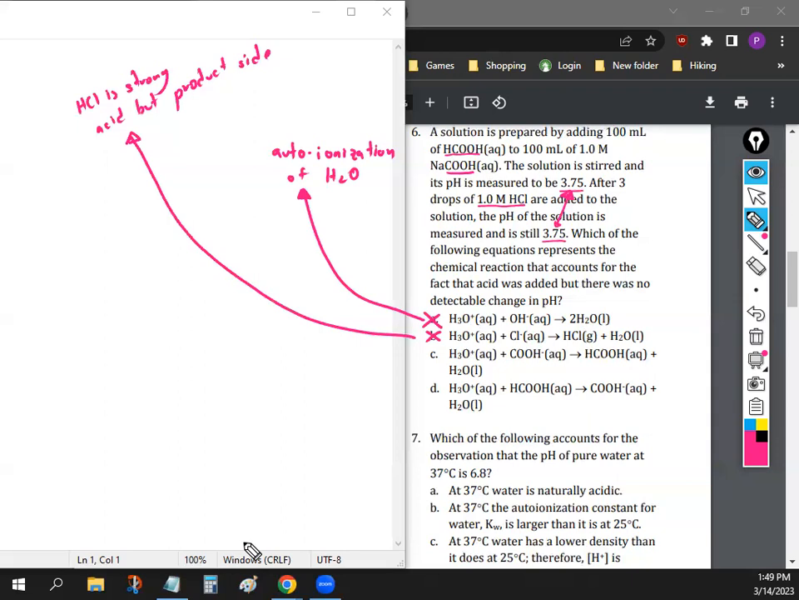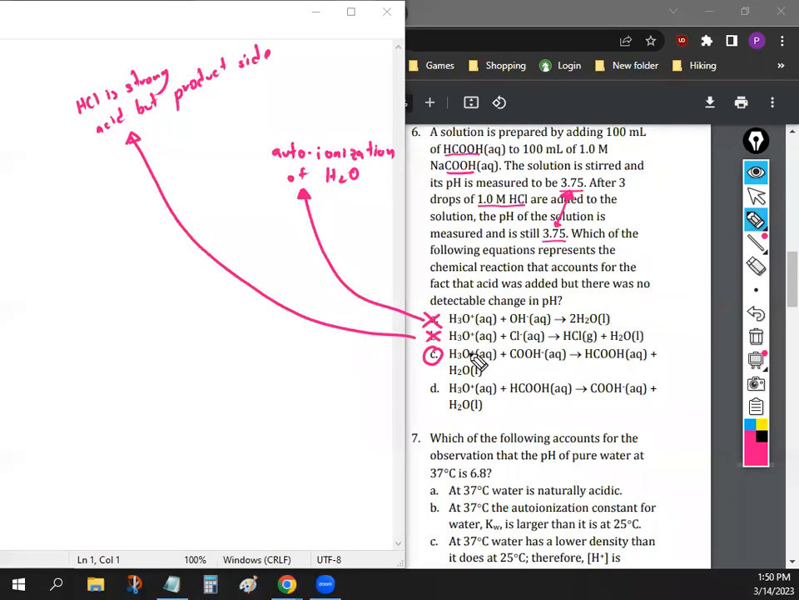Uh-huh, and the other one, yeah. It's an acid on the... Yes, that's correct. That's the reasoning. That's the reasoning why. So yeah, the answer is C. There's a very simple way that I like to think of it.